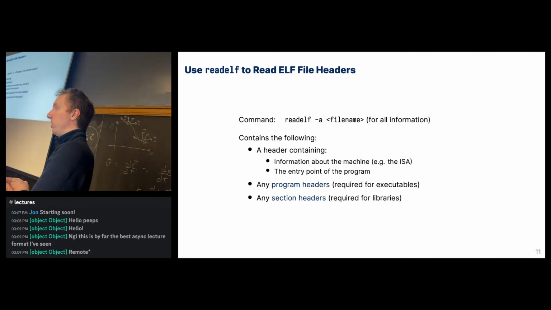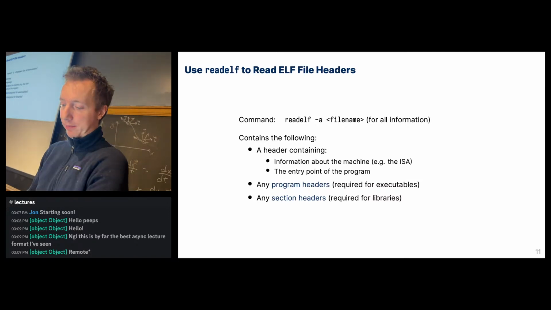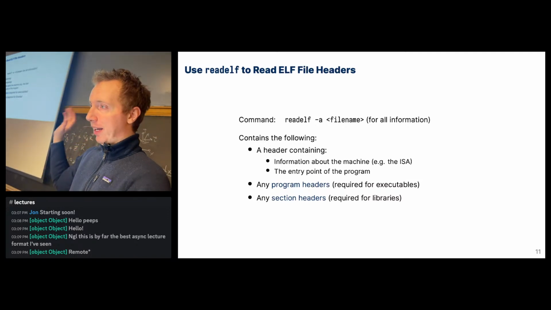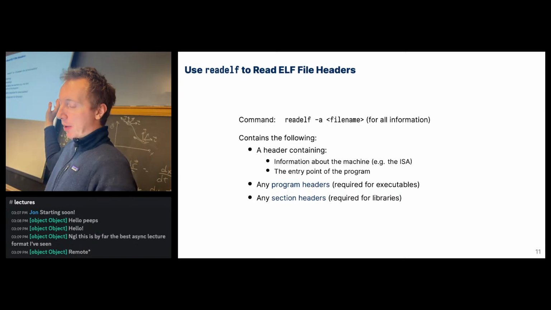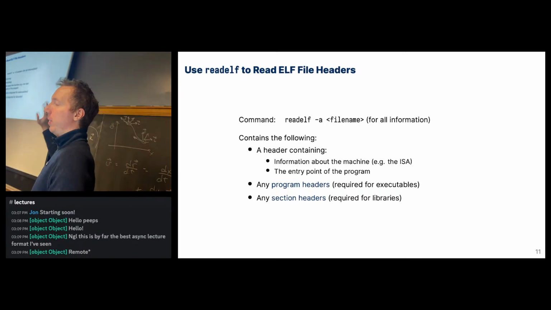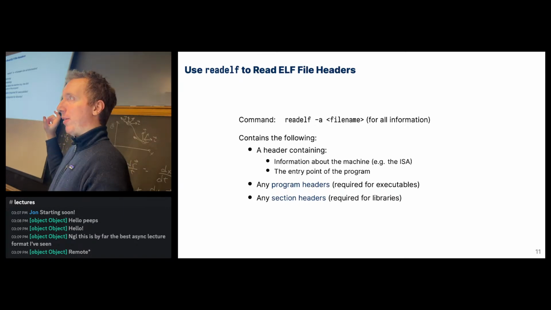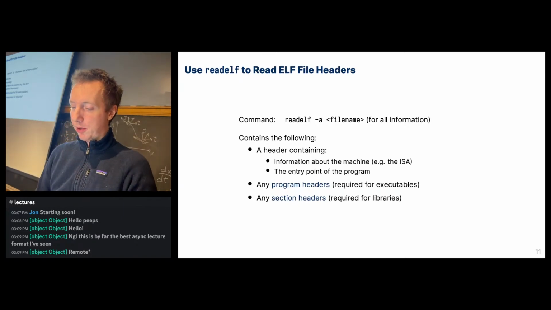It doesn't correspond to your main function if you compile something with C. And then there are program headers, which are required for executables, and section headers, required for libraries. We don't need to know about either of them. Just know that this minimal example will have just one program header that says, hey, there's some executable code here.